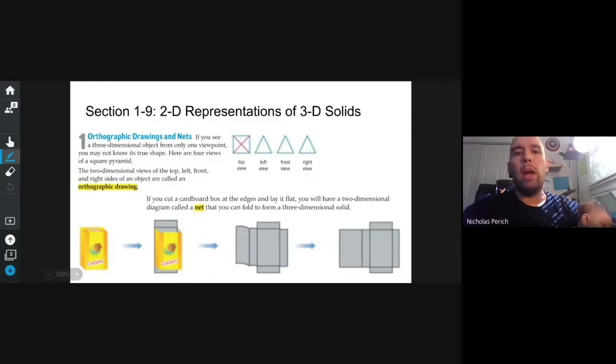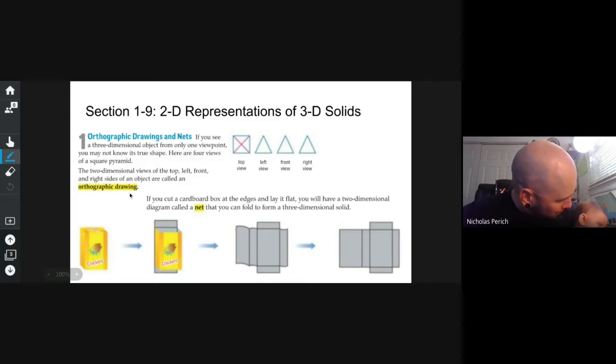First things first, an orthographic drawing. An orthographic drawing is when you are given a picture and it says the top looks like that, and the side looks like that, and the left looks like that, and the bottom looks like that. Draw this picture out. The two-dimensional views of the top, left, front, and right sides of an object are called an orthographic drawing.